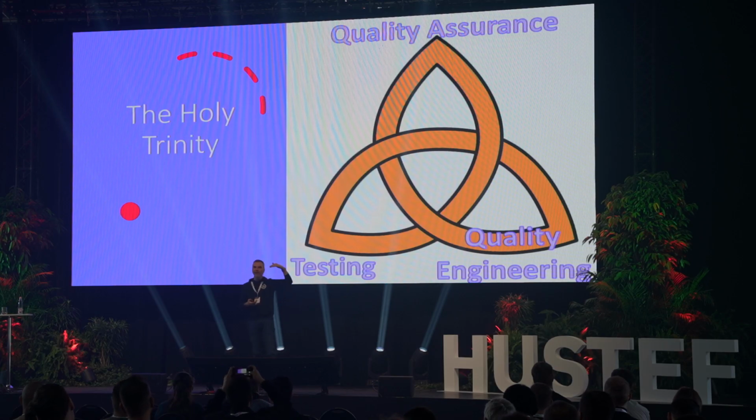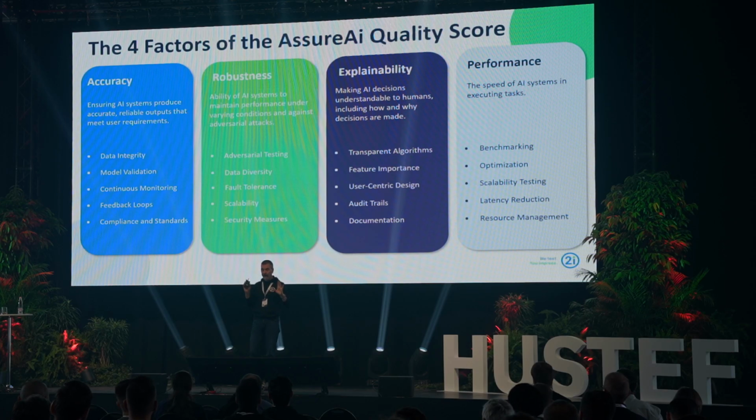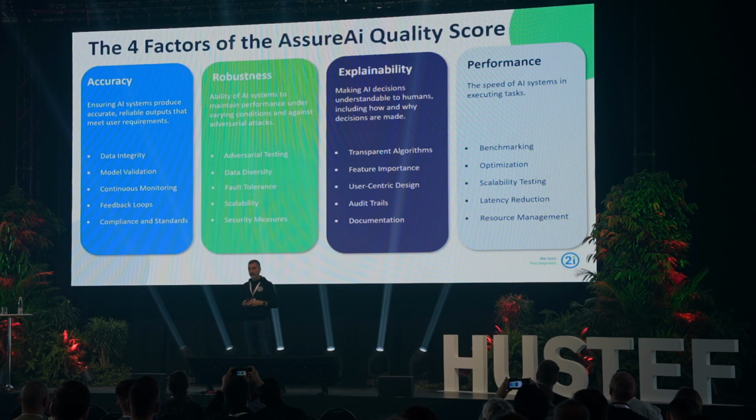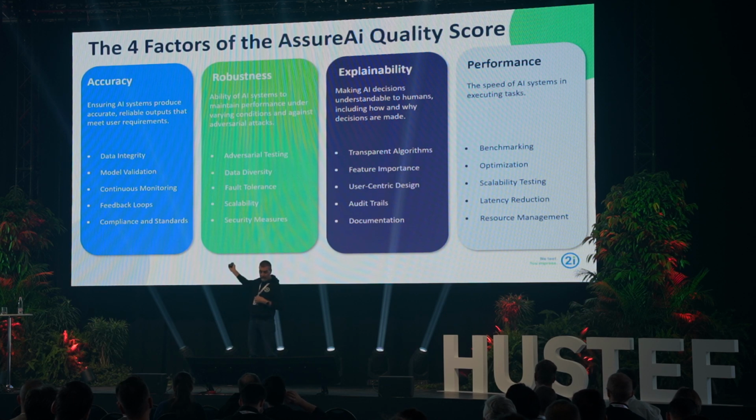But then how do we assure that? That third one in the Holy Trinity, the quality assurance of the system. Well, at 2i, we've built our own assurance framework called Assure AI. And we think it basically comes down into 4 factors. So the accuracy, the robustness, the explainability, and the performance. And you should be able to see that in there are some of the things I've been talking about, that they slot in quite nicely. So data integrity, the model validation, and the continuous modeling, and the monitoring of the systems.